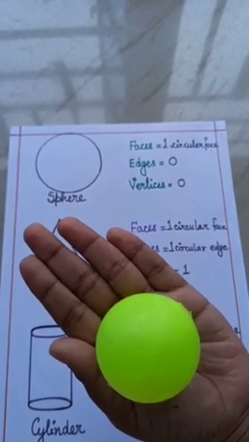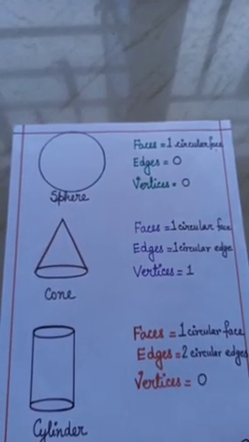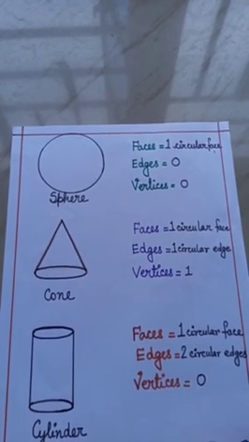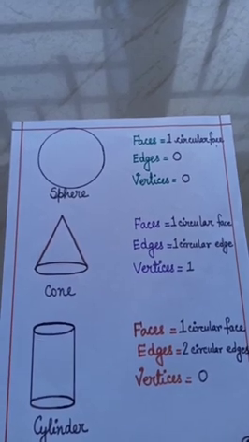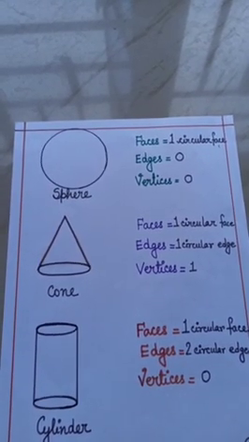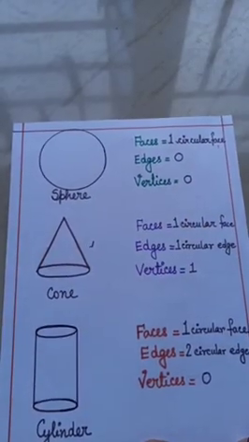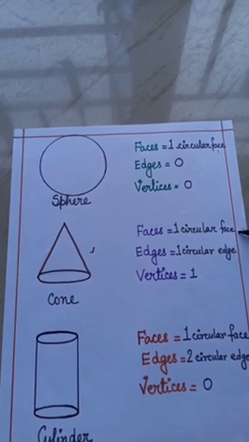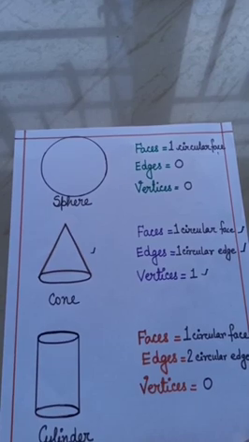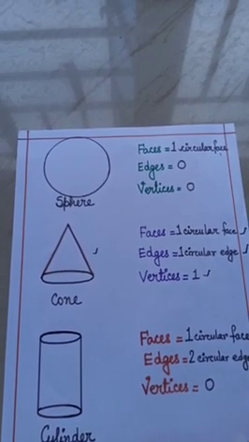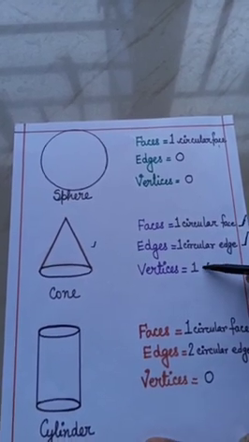Okay, so come to the next thing. Cone. A cone is a 3D shape, and you know a cone is the 3D shape of a triangle. In 2D shape you have learned about triangle. In 3D it becomes a cone. Okay, a cone has one circular face, one circular edge and one vertex. Again I am telling, a cone has one circular face, one circular edge and one vertex.